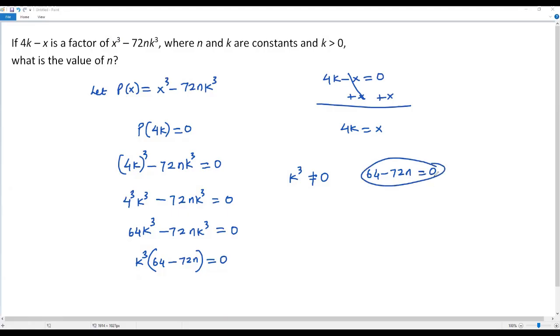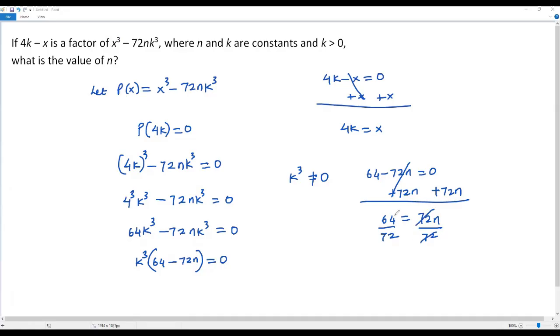Now let's solve for n in this equation. Let me add 72n to both sides of this equation. Then −72n and +72n will cancel out. I am getting 64 on the left side. On the right side, I am getting 72n. Now let me divide both sides of this equation by 72. When I do so, this 72 will cancel out. On the left side, we can simplify this one. The greatest common divisor for the numerator and denominator is 8. That is, 8 goes into 64 8 times, and 8 goes into 72 9 times. I am getting 8/9 on the left side. On the right side, we have n. Therefore, the value of n is 8/9.